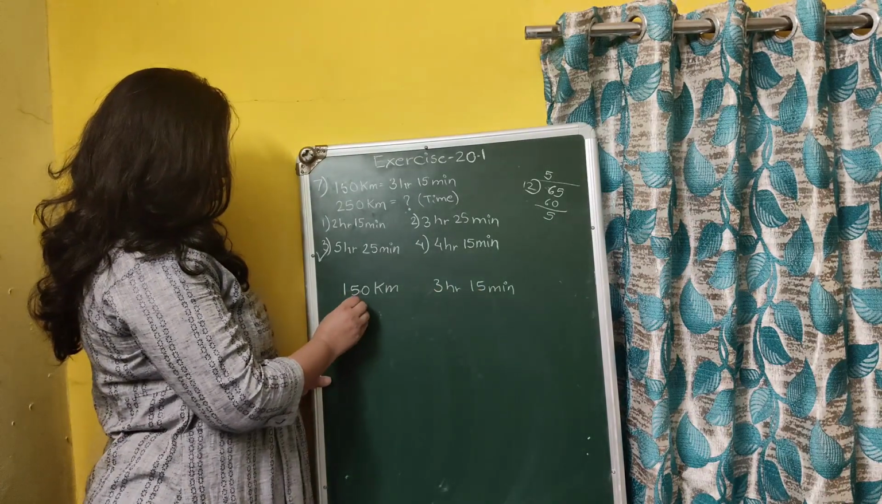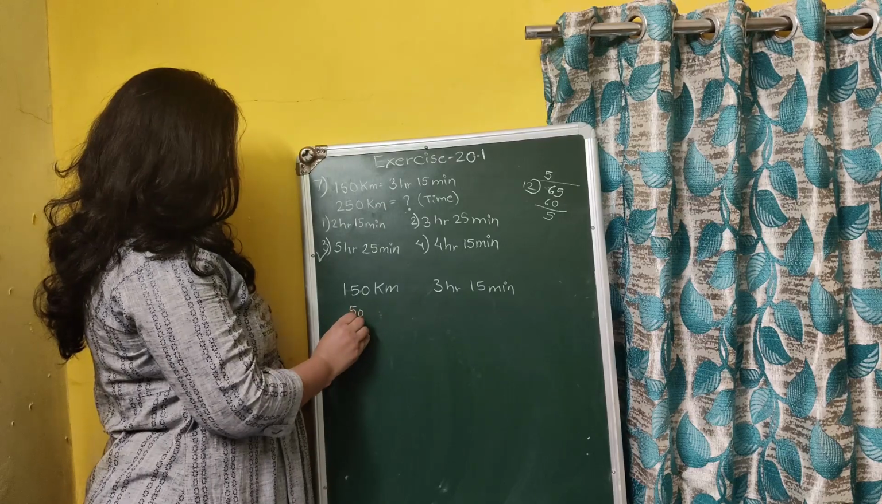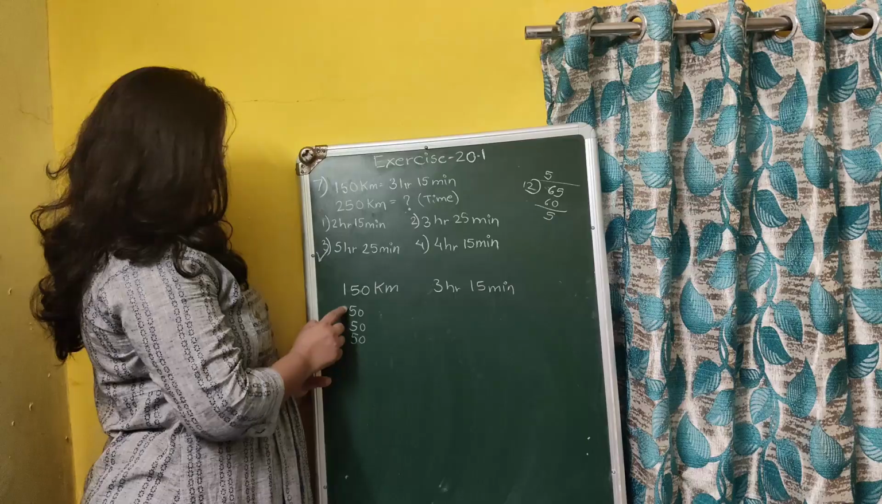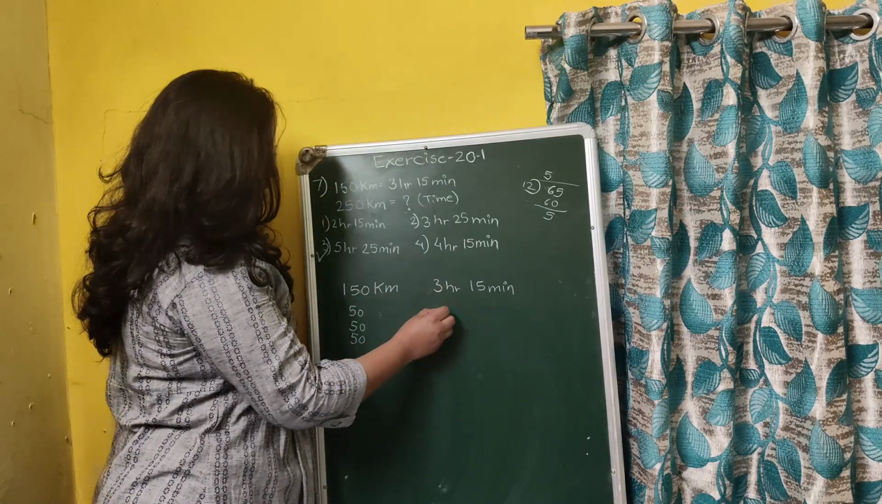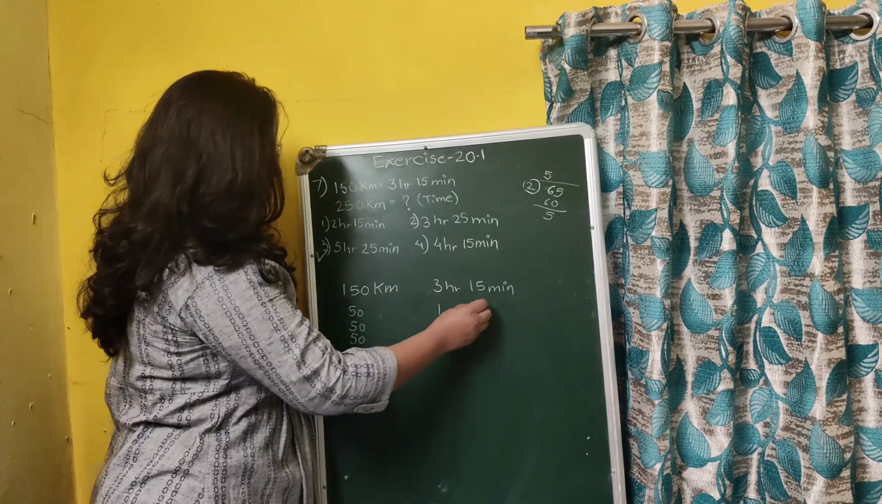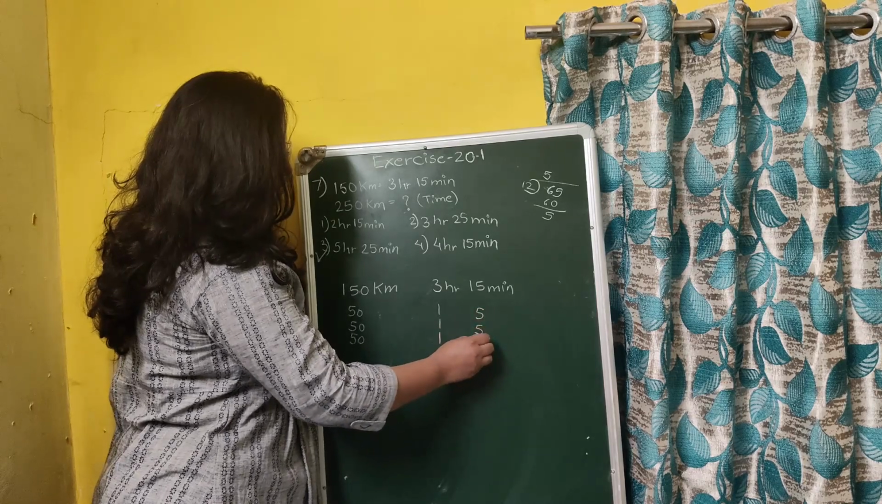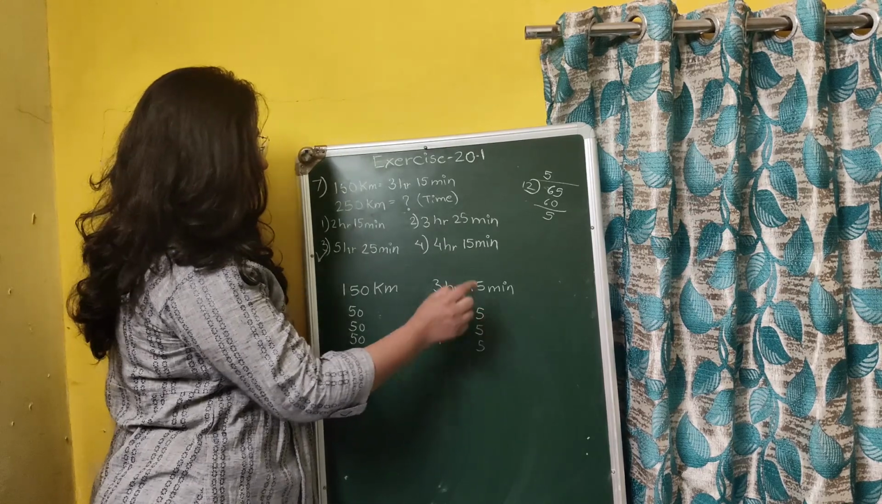150 के कितने होते हैं? देखो 50, 50 और 50. 50 plus 50 is 100 and 50 is 150. Now 3 hours का 1 hour, 1 hour and 1 hour, और 15 minutes का कैसे? 5 minutes, 5 minutes and 5 minutes, 5 minutes and 5 minutes, 10 and 15.